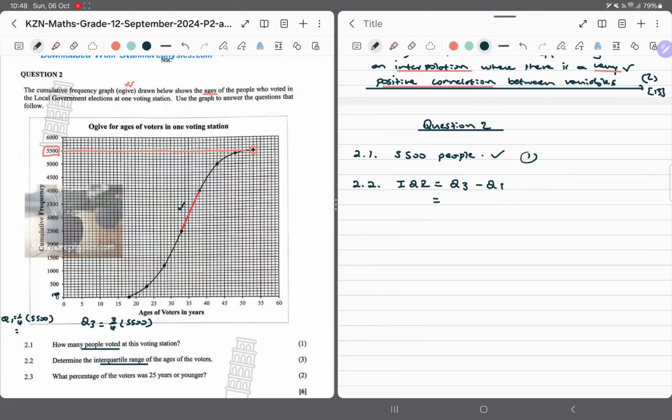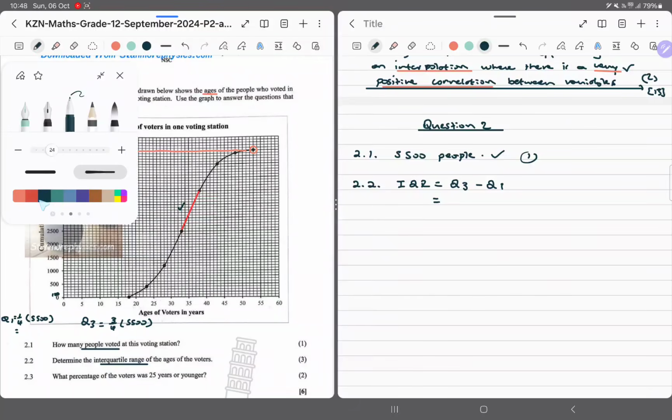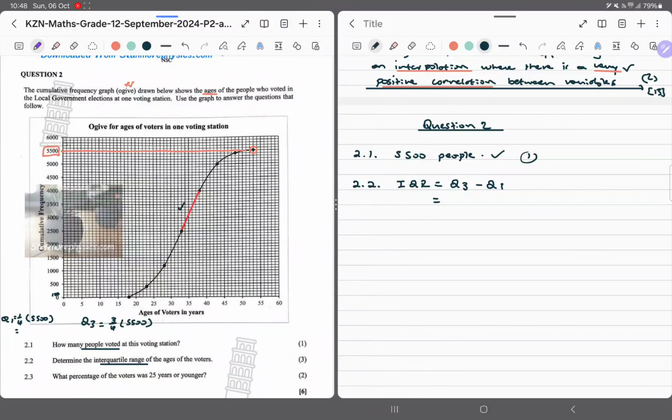So this is 1,375. Now there is 1,000. There is 1,000. So this is 1, 2, 1, 2, 3. So just above 3. But make sure, guys, you are using your ruler here. It's easy for this to go wrong. And make sure there's a clear intersection with the ogive. Okay. And then we take that down.